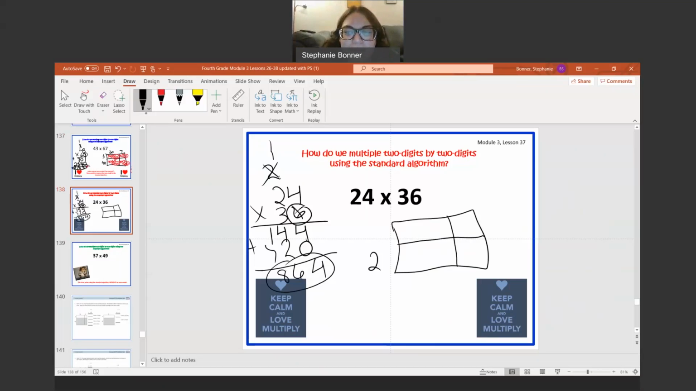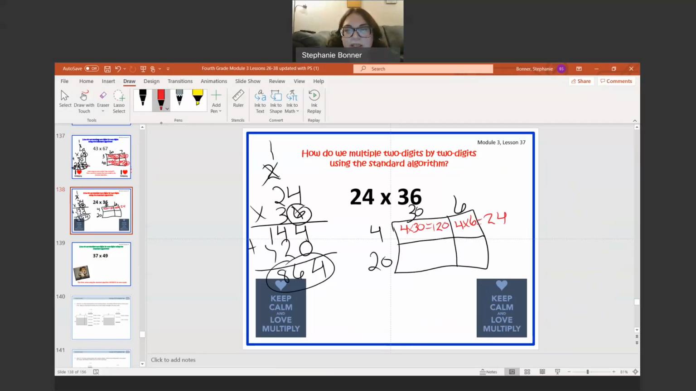Okay, so let's put our 24 in. We have a 20 and a 4, a 30, a 6. This is nothing new. And now we're going to solve for those 4 smaller rectangles. So I'm going to start right here, as I always do, with 4 times 30. 4 times 3 is 12. Bring over your 0. Now we're going to do this rectangle with 4 times 6, and that's going to be 24.